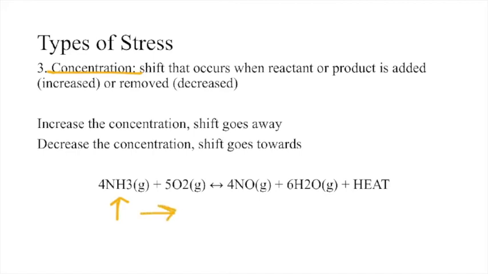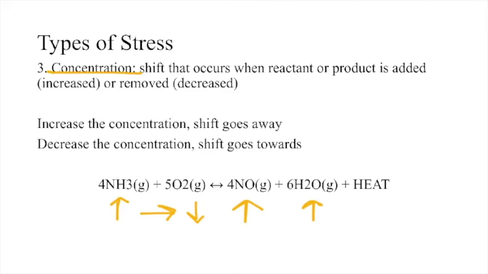So what's going to happen is oxygen is going to go down, nitrogen monoxide is going to go up, and water is going to go up, right? So we shifted away from where we are. So we added too much ammonia. So now we need to get rid of some of that by reacting with oxygen and getting our products.